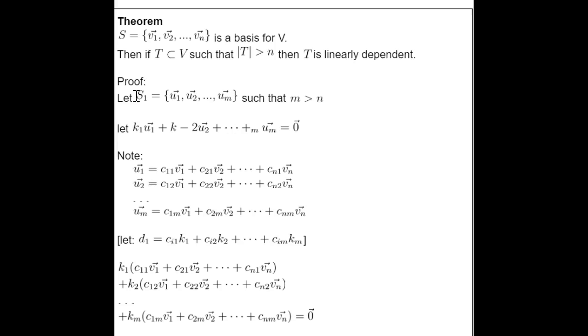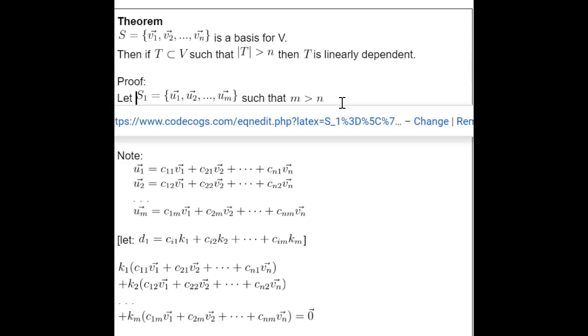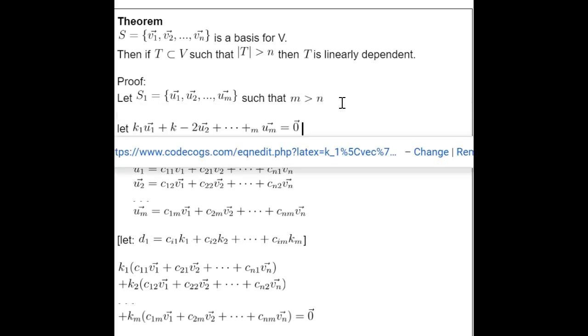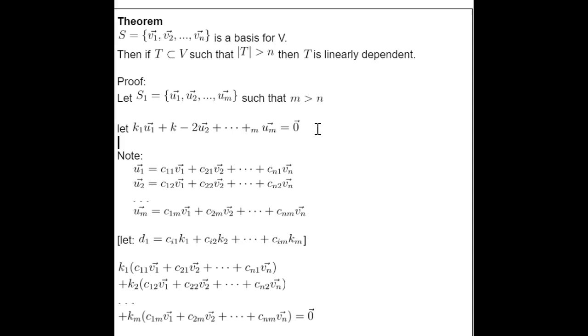We start by saying we're going to let this S, now I've made it size m instead of size n, so S is kind of like the T in our theorem here, right? S1, and it is larger than n, right? So that's what we want. Okay, so if we look at the next line here, we're going to make a linear combination of the things that are in S. Why are we doing that? Because we want that linear combination to come out as 0.